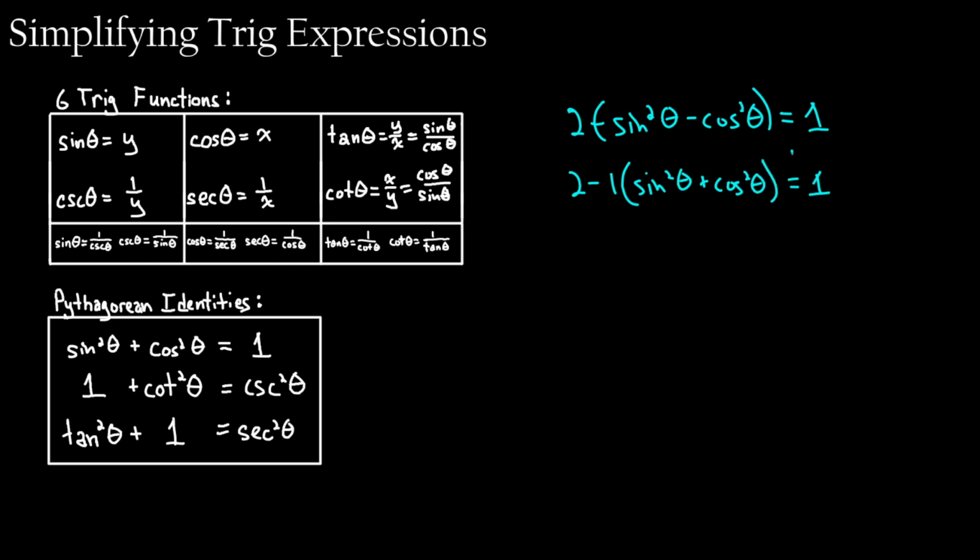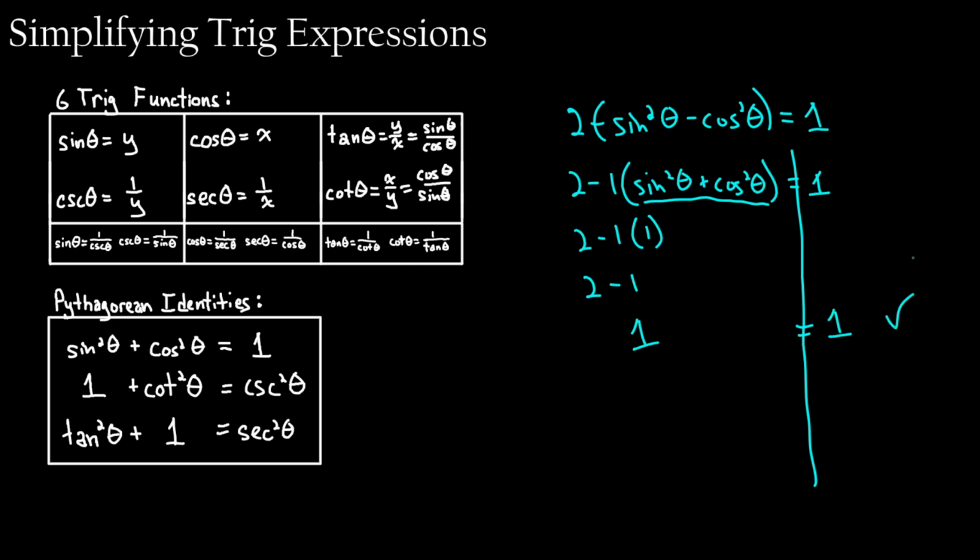And then, again, you could kind of put this down here. But anyway, now I have 2 minus 1 times this Pythagorean identity, which this guy is equal to 1. Sine squared theta plus cosine squared theta is equal to 1. So this is 2 minus 1 times 1, which is just 2 minus 1, which is 1. And that is equal to 1, and boom, there we go. We have verified that identity.